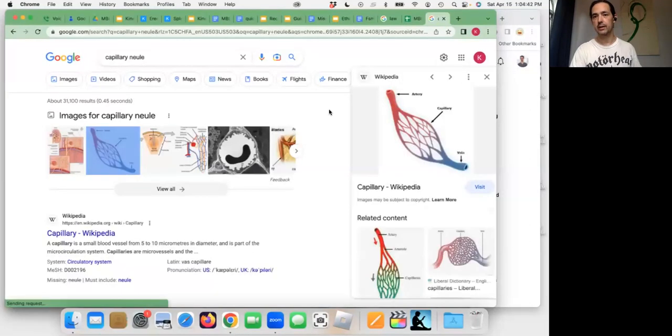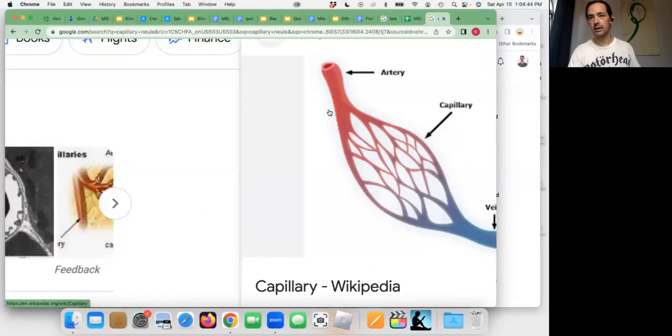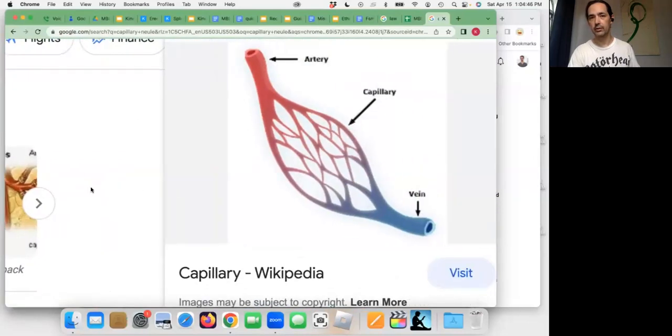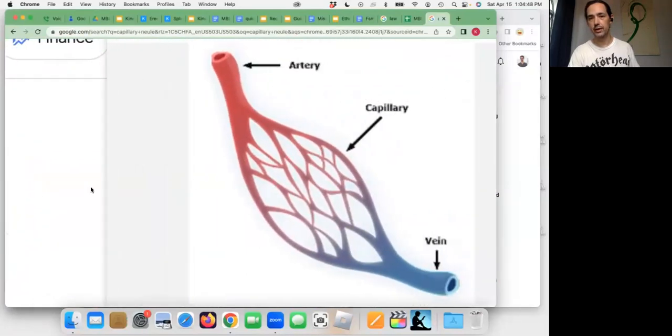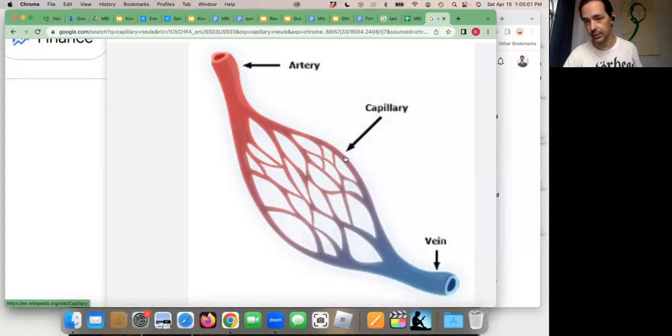So here's a broad breakdown without all those terms, where they just have artery, capillary, and vein. You have the artery taking the blood this way, and then it thins out to the point where it's called a capillary. At the capillary, the blood is exchanged from artery to vein, and it brings the blood back into the vein, which returns to the heart.